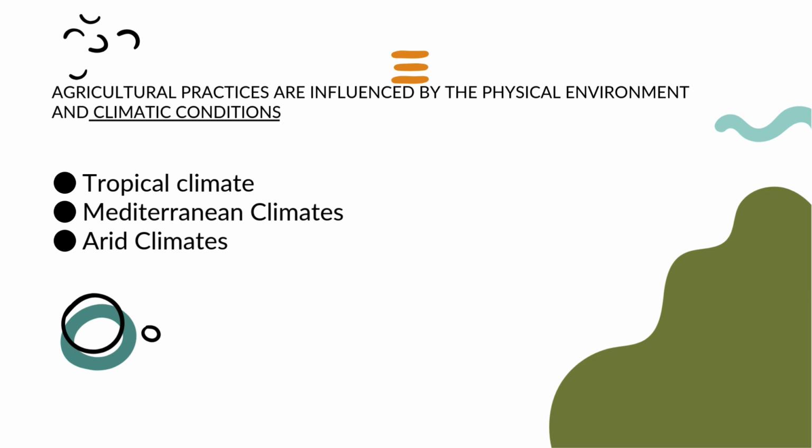So different climates support different agricultural activities. For example, tropical climates are hot and rainy, so they're great for bananas, coffee, and sugarcane. Mediterranean climates have hot, dry summers and mild winters, and this is ideal for grapes, olives, and citrus. Arid climates, where they have very little rainfall, are better for livestock grazing, like sheep herding in Australia.